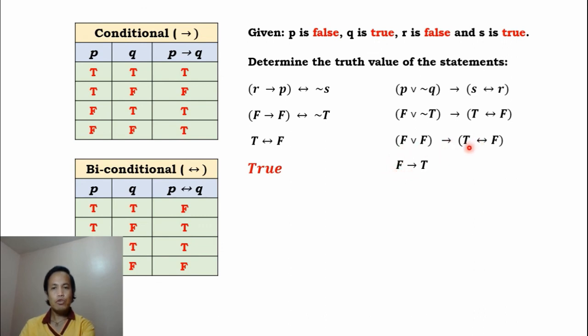Implies true if and only if false. So that falls under the second row. True and false for biconditional statement is true. So therefore this is true. Then we have false implies true. False implies true is true. So this is a true statement.